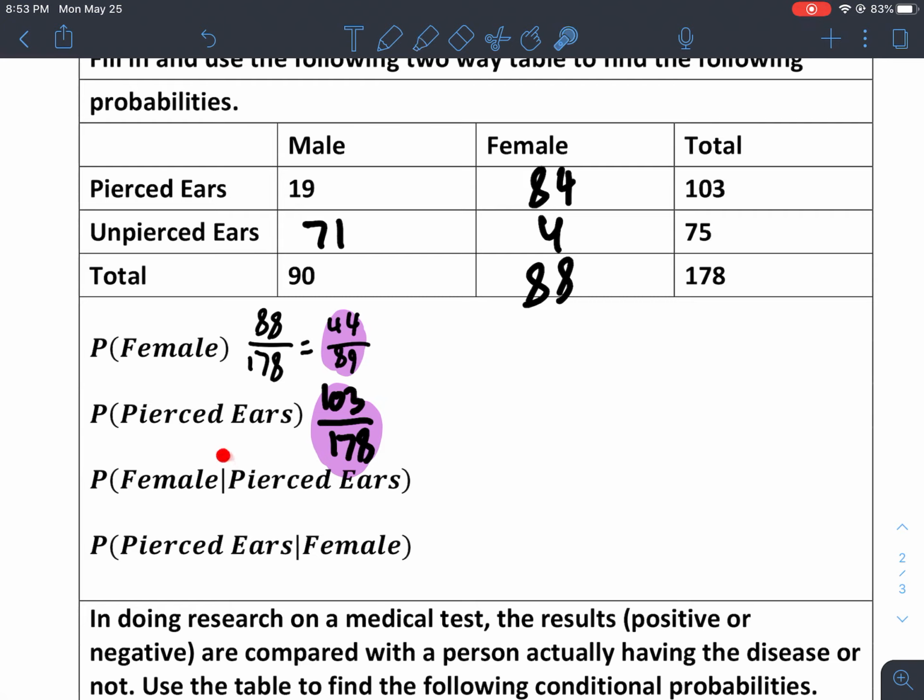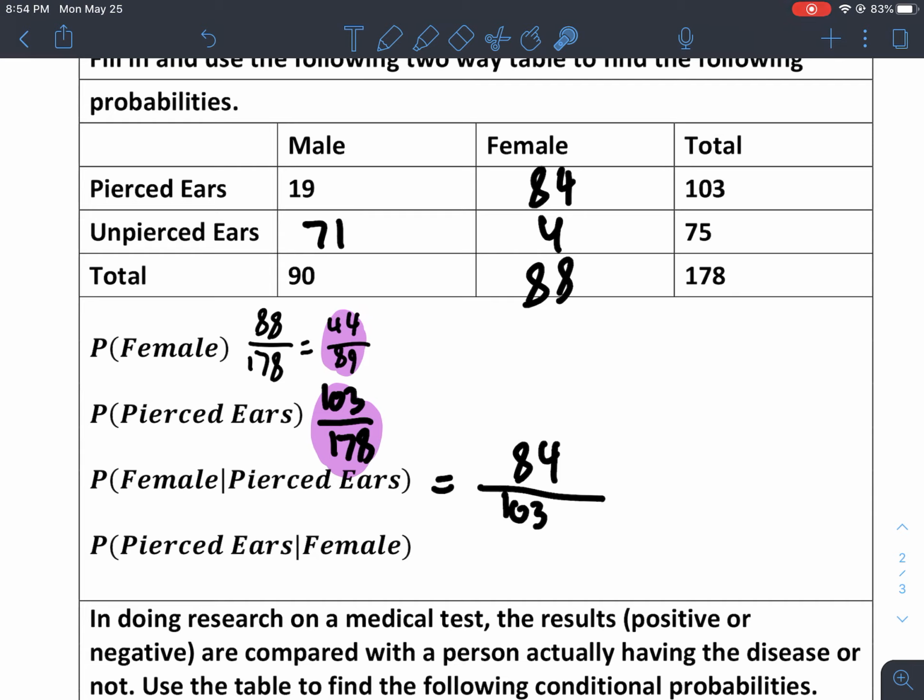Now here come our conditional probability problems. So this is saying, what's the probability that a person, according to this data, is female given that they have pierced ears? Well, how I think about it is I can think about it a little backwards. I start with how many people have pierced ears. Well, 103 people have pierced ears. And so then I think to myself, well, out of those 103, how many of those are female and have pierced ears? 84. 84 out of 103.